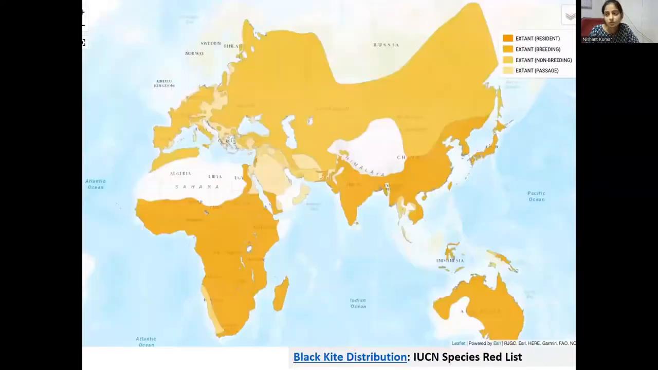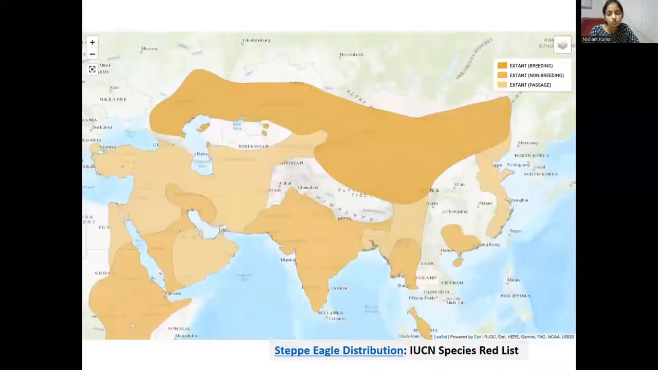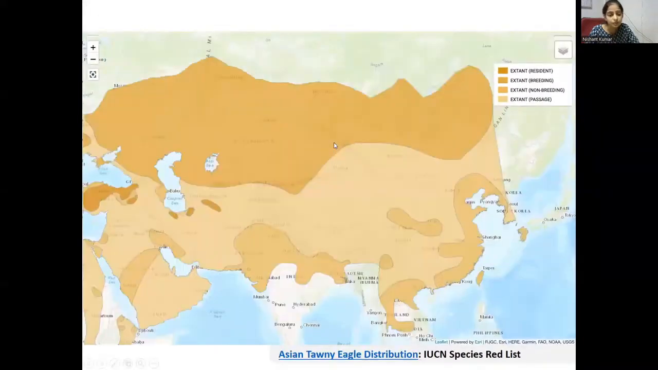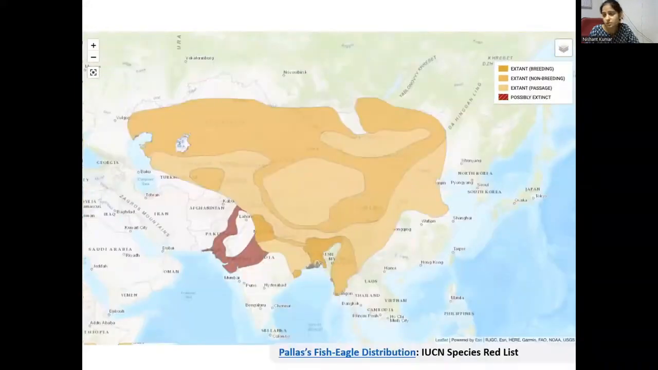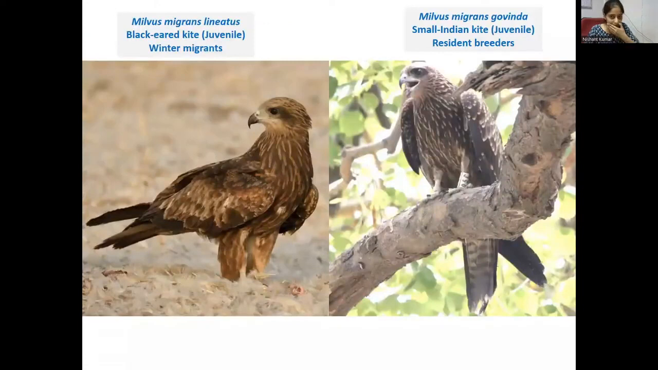Now, black kites are distributed throughout the old world and are amongst the most common raptors around the world. Their distribution overlaps with that of the steppe eagle, Asian tawny eagle, Pallas's fish eagle, and several other endangered raptors, which are difficult to study, thus making black kites a good model to study movement ecology and the conservation requirement of other raptors. Now, India, and specifically Delhi, which is our study system, boasts two subspecies of black kites.